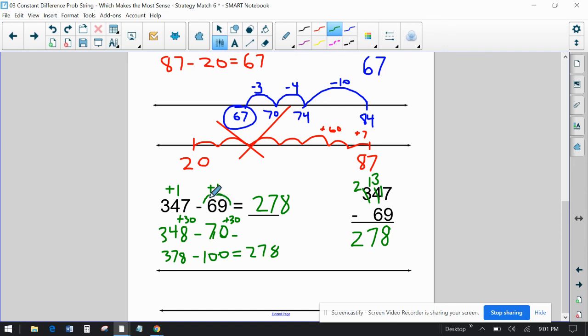It's all about making this one friendly, and then whatever you do to one side, you have to do the exact same, which is different than addition. Addition, if you add one to one side, you minus one from the other. Subtraction, if you add one to one side, you add one to the other. If you subtract one from one side, you subtract one from the other.